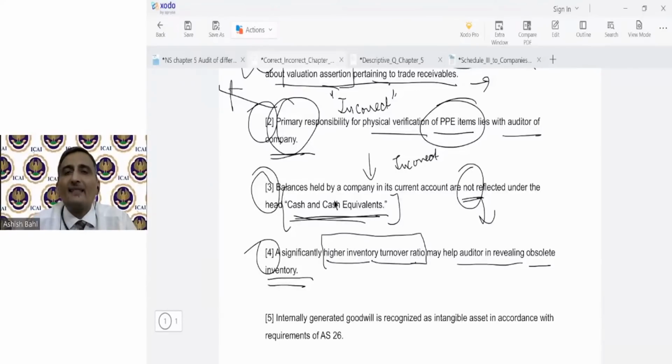The question is simply asking you whether it is correct or incorrect. If the inventory turnover ratio is high, whether it would help the auditor in finding obsolete stocks. Students, it is a slightly tricky question. It is a little bit tricky. Guys, waiting for your response.